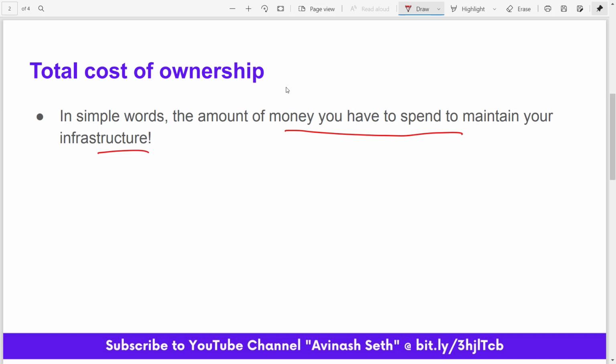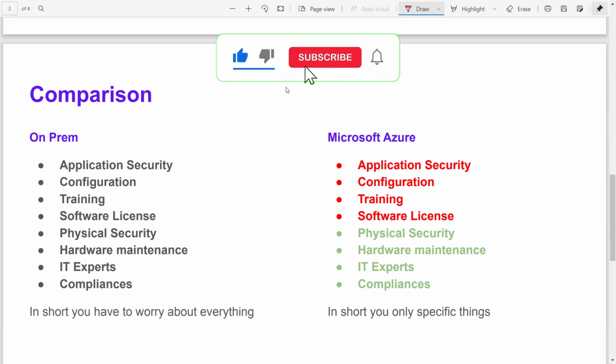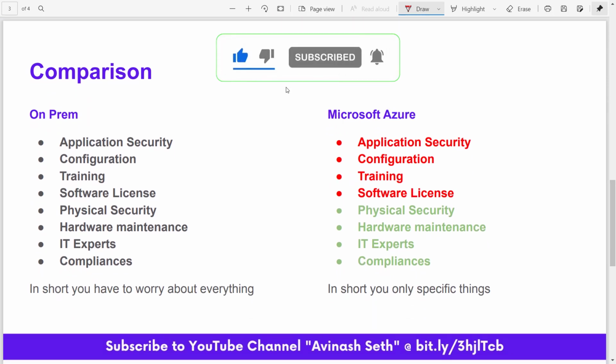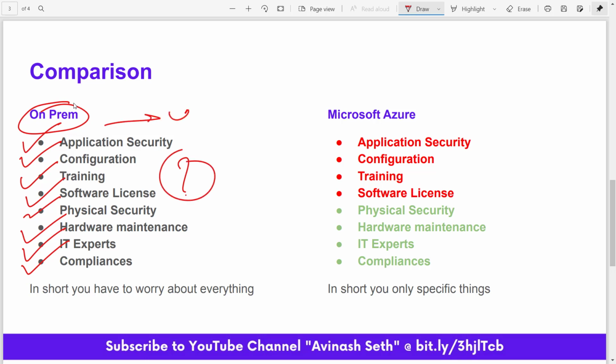Now, this can be a bit complex for anyone to understand. So let's try to understand it from the perspective of Microsoft Azure as well as on-premises. So let's say you decided that you want to host your application and you will maintain everything. In simple terms, you will have everything on-premises. So if I talk in terms of cost of application security, configuration of your infrastructure, training your employees, software licensing, physical security, hardware maintenance, IT expert, and the compliances. These are just a few things which I have just mentioned. Everything has to be borne by you. This is the total cost of ownership.